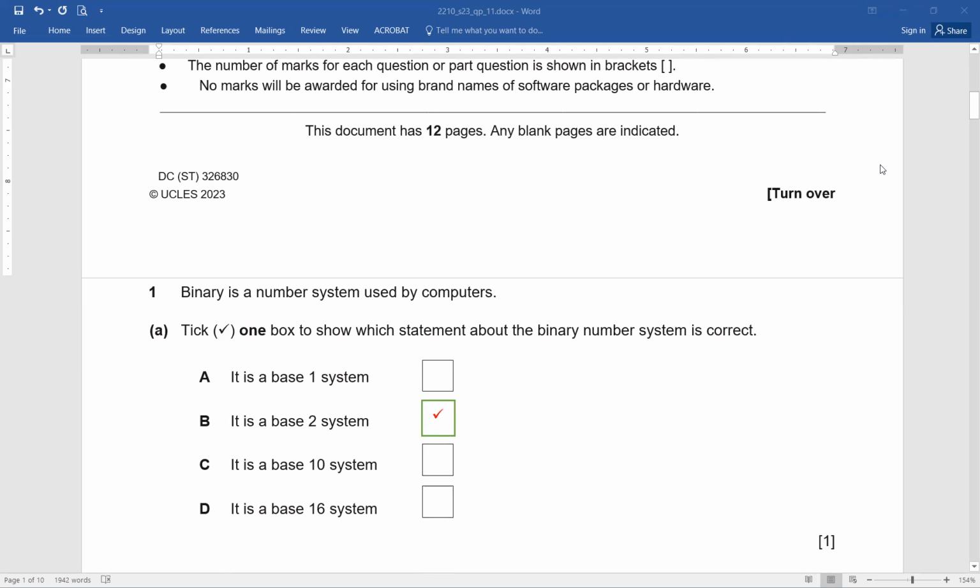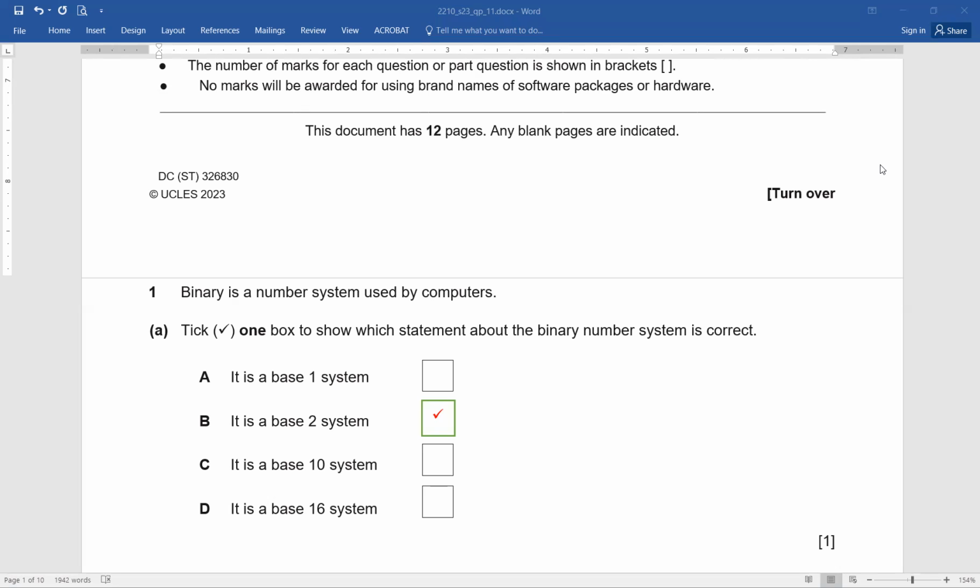Binary is a number system used by computers. This is what we all know. Tick one box to show which statement about the binary system is correct. Now, it's a base 1 system. It is a base 2 system. It is a base 10 system. It is a base 16 system. So out of these 4 options, since it is binary, you know very well binary means 2. That is why the right option is it is a base 2 system. So you simply tick it and you gain 1 mark.